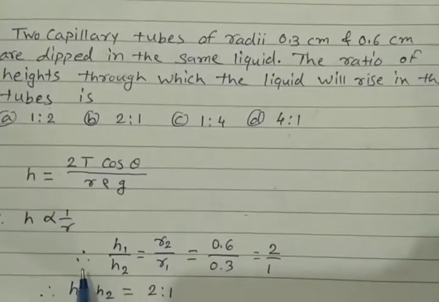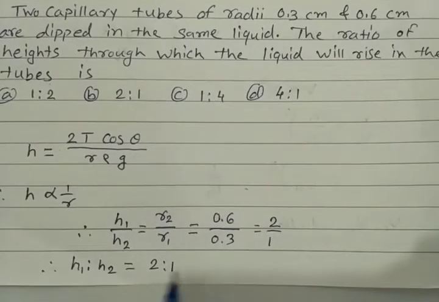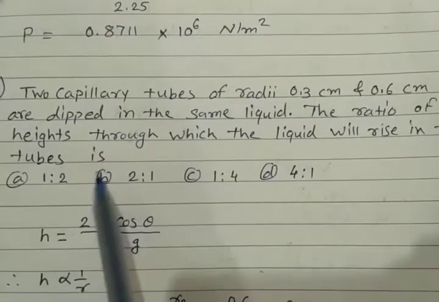So therefore we get h1 upon h2 is equal to r2 upon r1, and substituting the values given in the numerical, 0.6 upon 0.3, the ratio comes to be 2 upon 1, and therefore the answer is 2:1, and it is there in the B option. So therefore the correct answer is B.